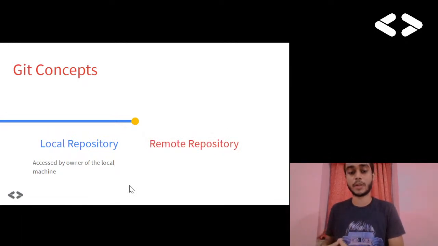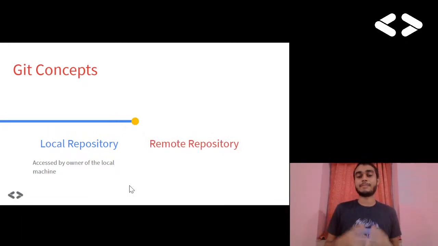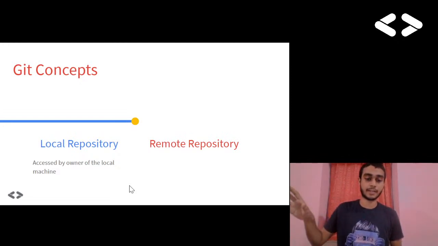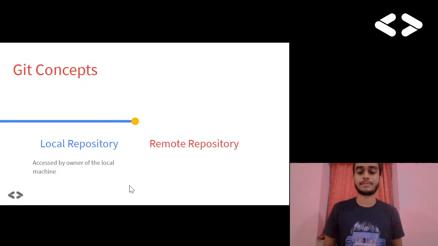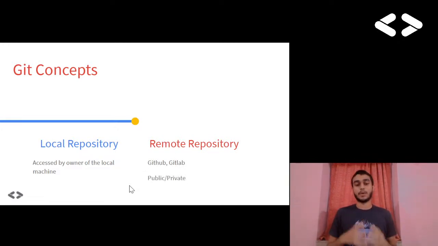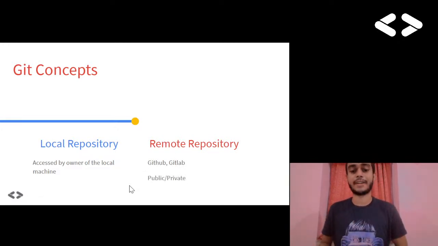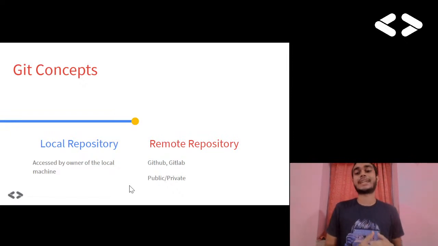Next, we have remote repository. Remote repository is basically a repository that is not present in your system. It is there somewhere on a server. And for storing remote repositories, we have websites like GitHub or GitLab. Any project on a remote repository can be public or private. Public repositories are those that can be accessed by anyone on the internet, while private repositories are those that cannot be accessed by anyone other than you, the owner of the project, or the collaborators.